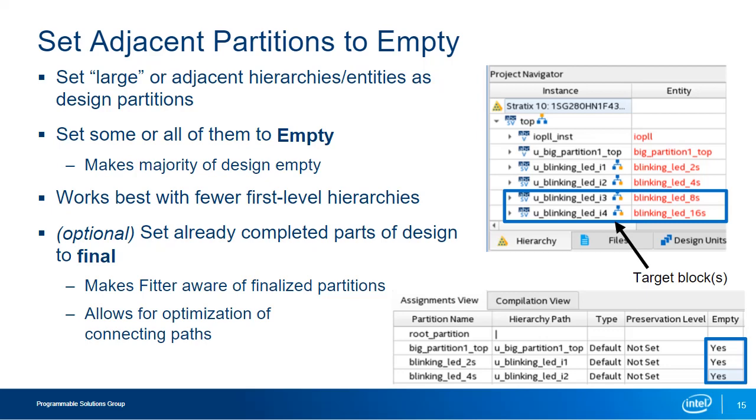If parts of the design are already finished or the target blocks rely on an adjacent block's functionality, you might want to set their preservation level to final instead of enabling the empty assignment. Remember, when a partition is emptied, all of its functionality is removed. Setting a partition to final maintains design functionality and makes the compiler aware of those finished partitions. This allows the compiler to optimize the paths between the target and finalized blocks.